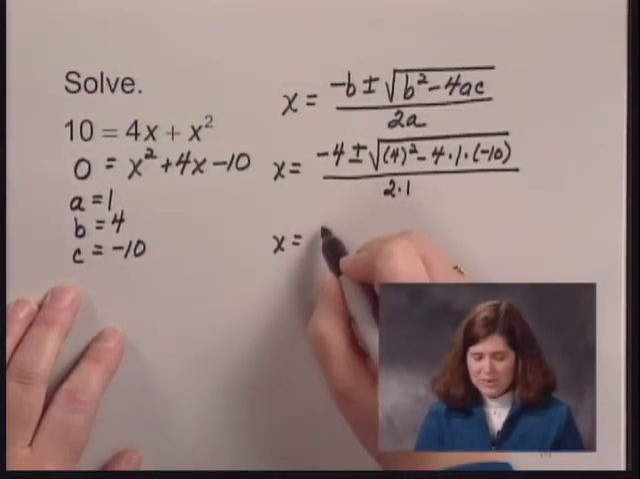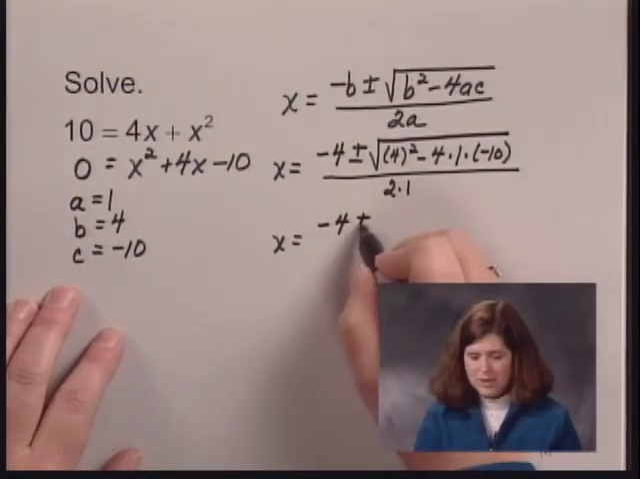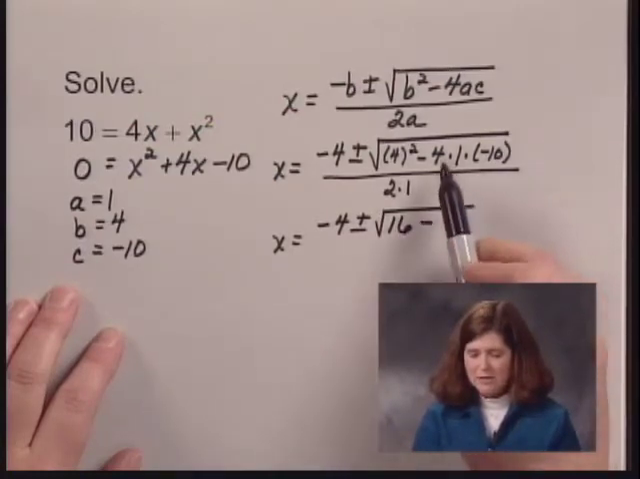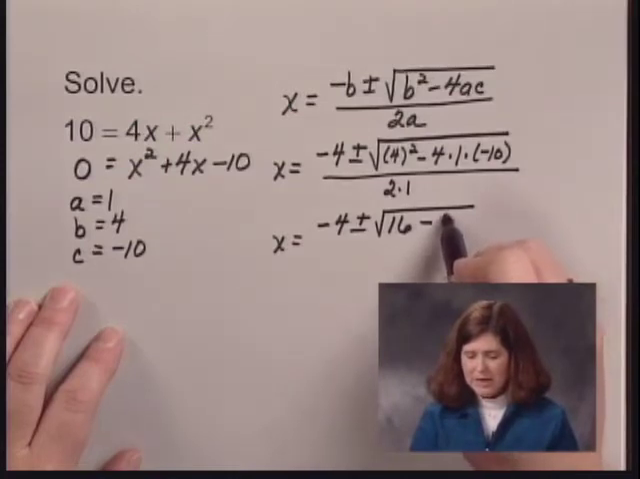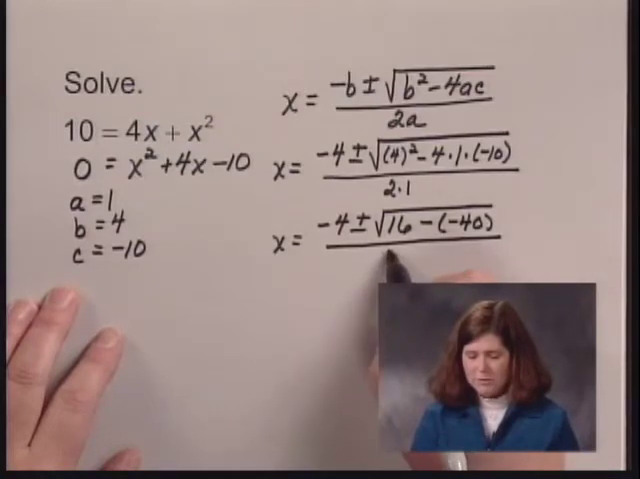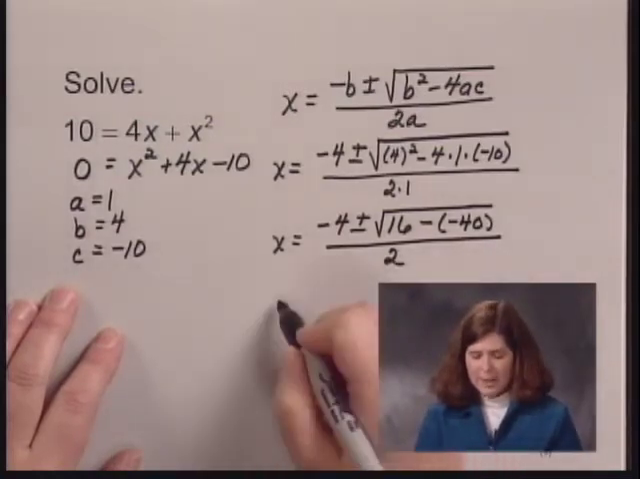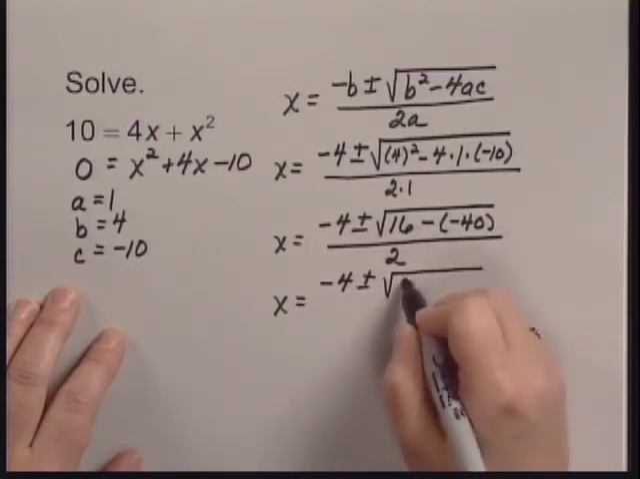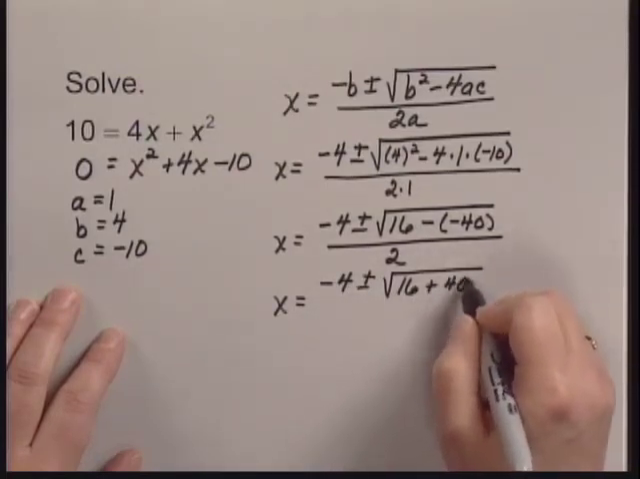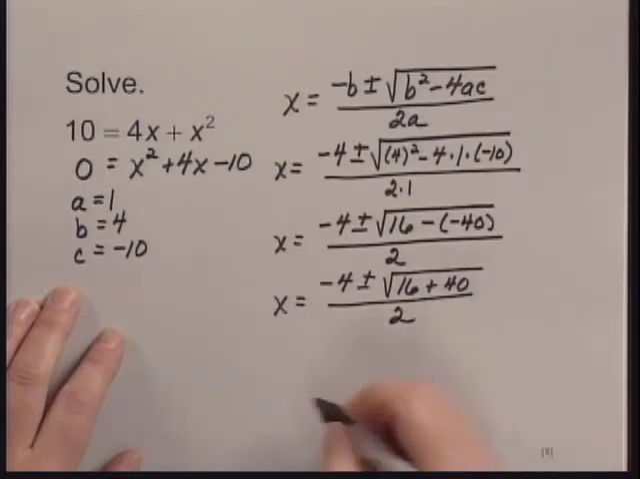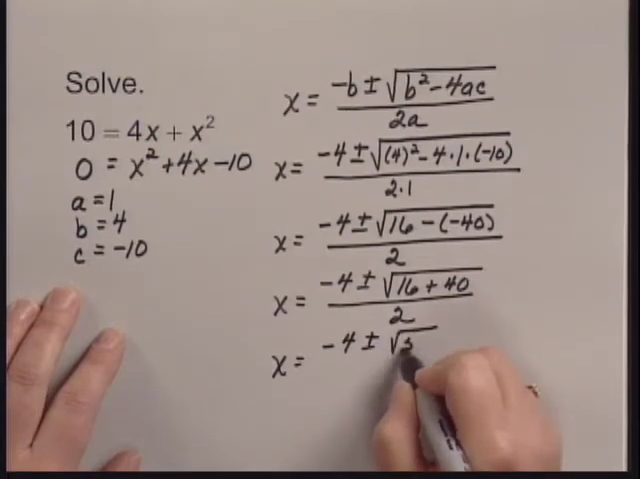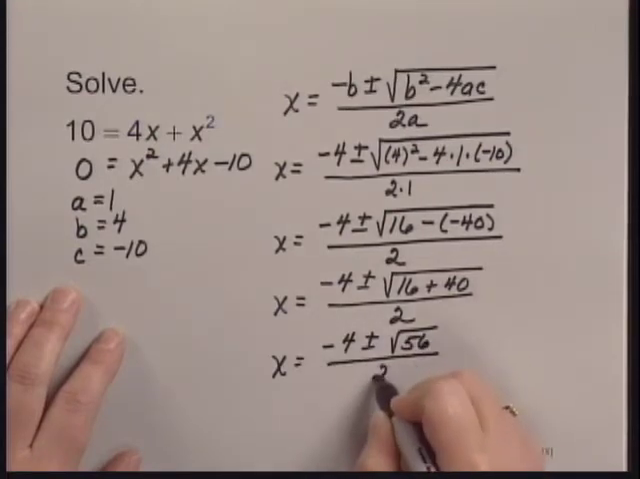We have x equals negative 4 plus or minus the square root of 16 minus 4 times 1 times negative 10, which is negative 40, all over 2 times 1, which is 2. That's the same thing as x equals negative 4 plus or minus the square root of 16 plus 40 all over 2, or x equals negative 4 plus or minus the square root of 56 over 2.